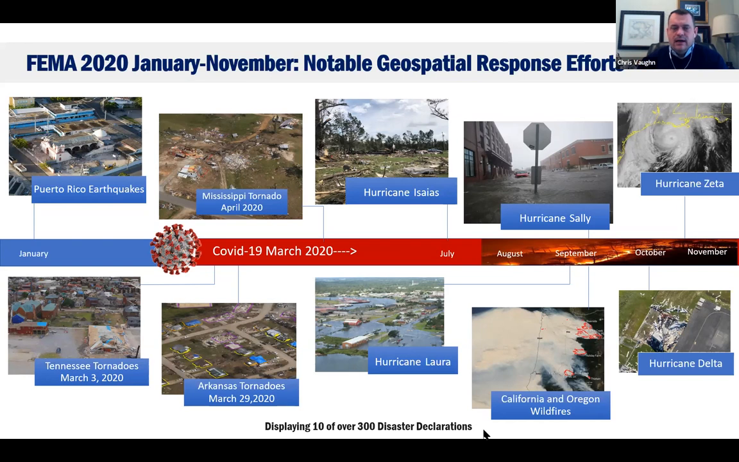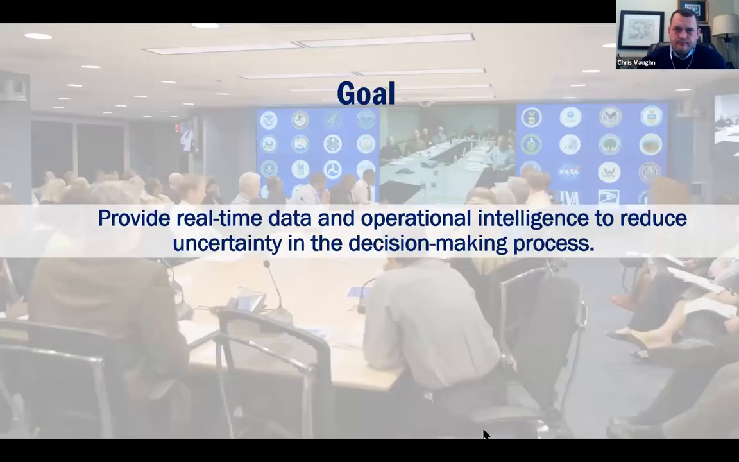So my hat's off to everybody that is currently supporting and has supported any number of these things. So FEMA, if you can see there at the bottom, we had more than 300 disaster declarations pushed out last year. And this is just 10 out of the 300 of the things that we responded to.